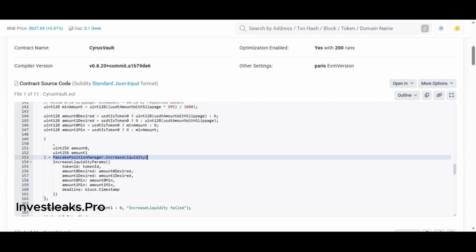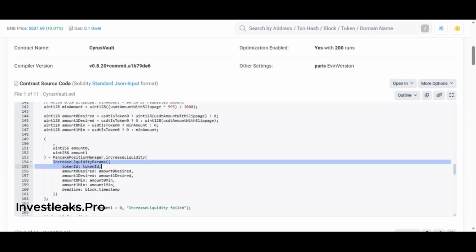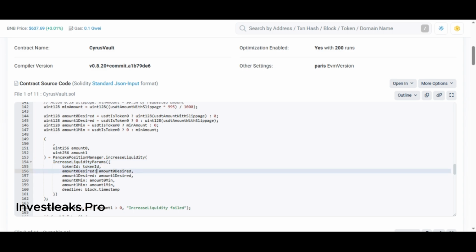And inside this call, I can see that a token ID is being used. This is the key connection. It tells me that deposited funds are not just received by the contract. They are explicitly routed to increase liquidity in specific PancakeSwap v3 positions, identified by token IDs.